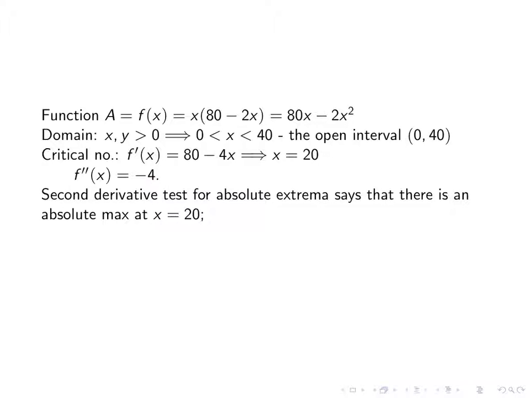And f double prime is minus 4, so you're in a concave down situation at this critical value. So the second derivative test for absolute extrema says that there's an absolute max at x equals 20. And that basically answers your question.